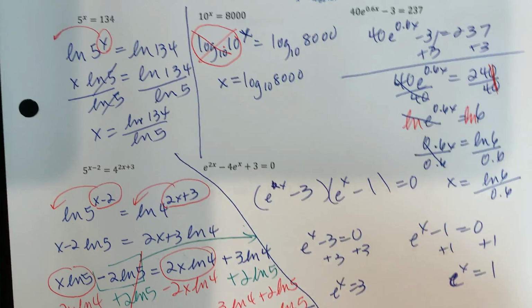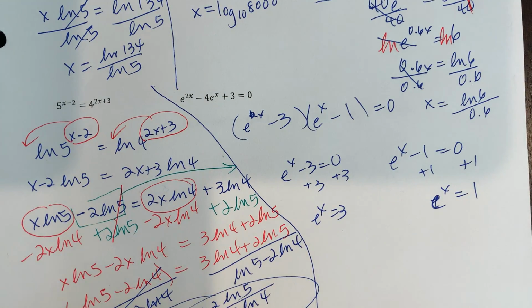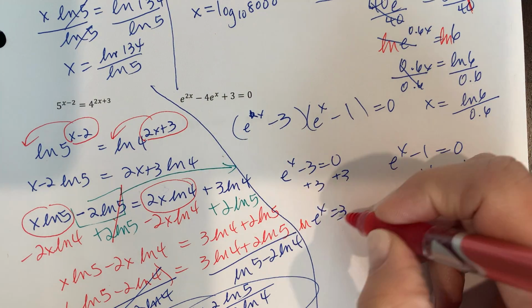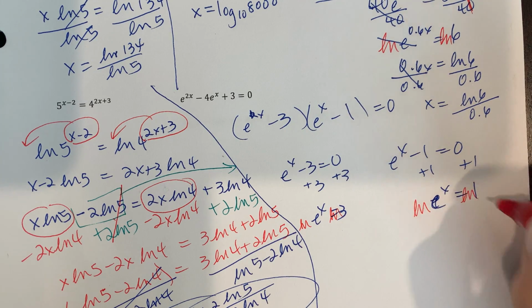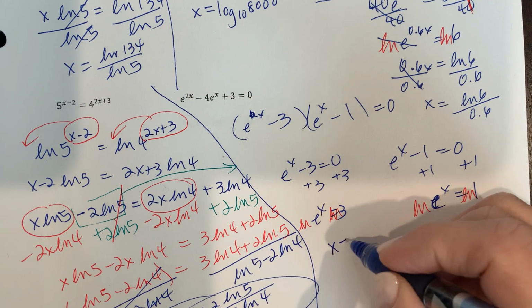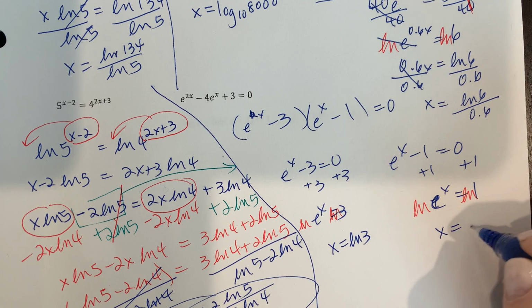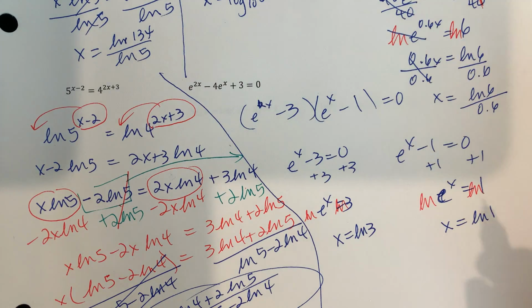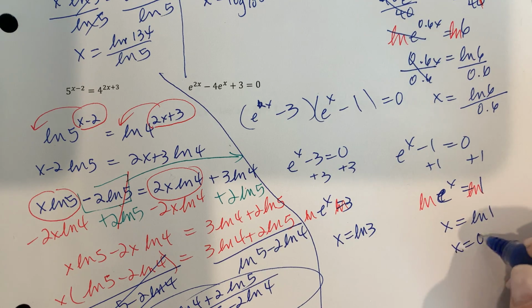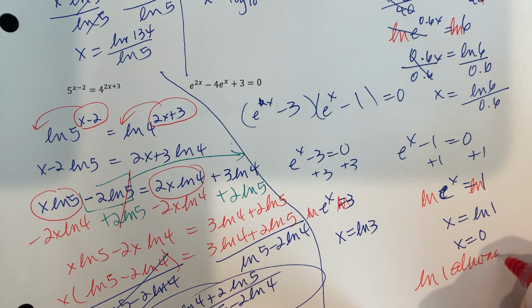Okay, so this one's pretty easy because anything to, well, actually, let's do this. If I do ln on both sides, ln on this side, ln on this side, then e and ln are going to cancel each other, so that's going to leave x equals ln 3. And then ln and e cancel each other, so that's going to leave x equals ln 1. Another thing, ln 1 always equals 0, so actually x equals 0. Ln 1 always equals 0.